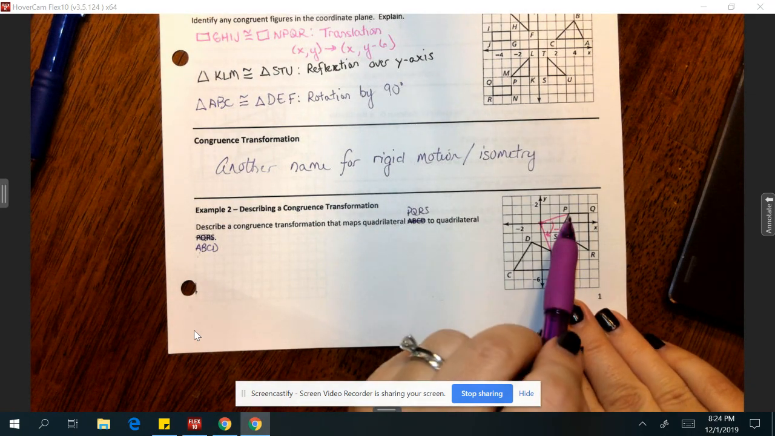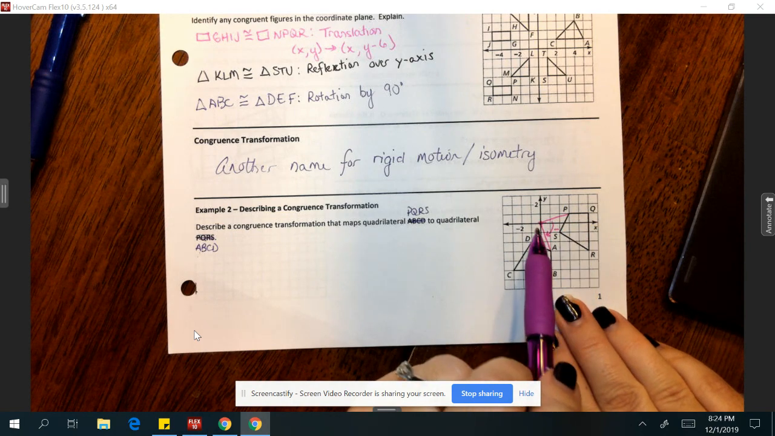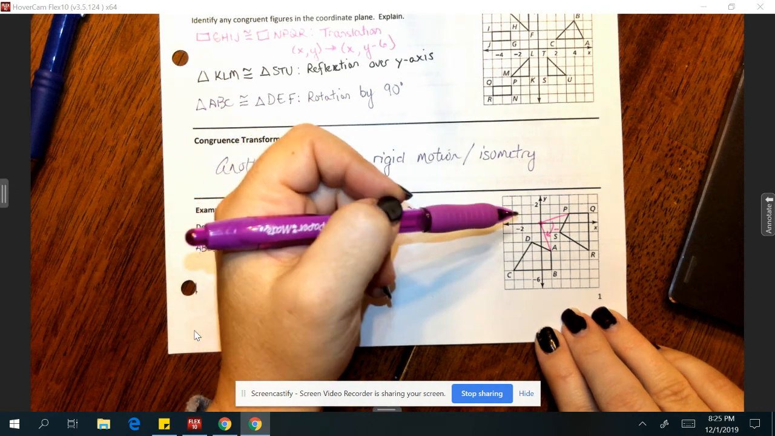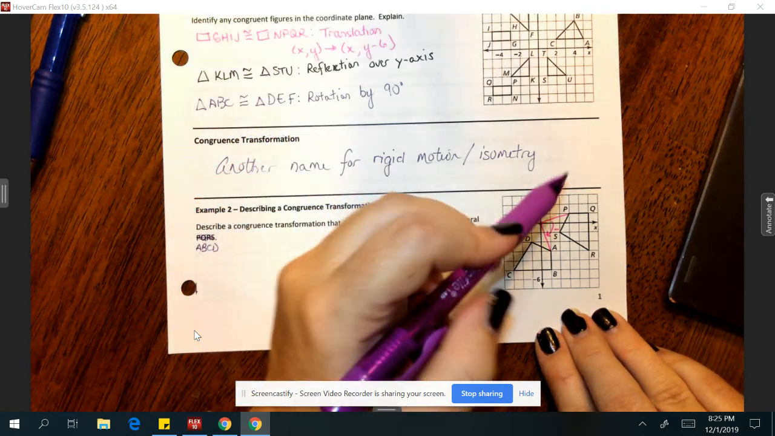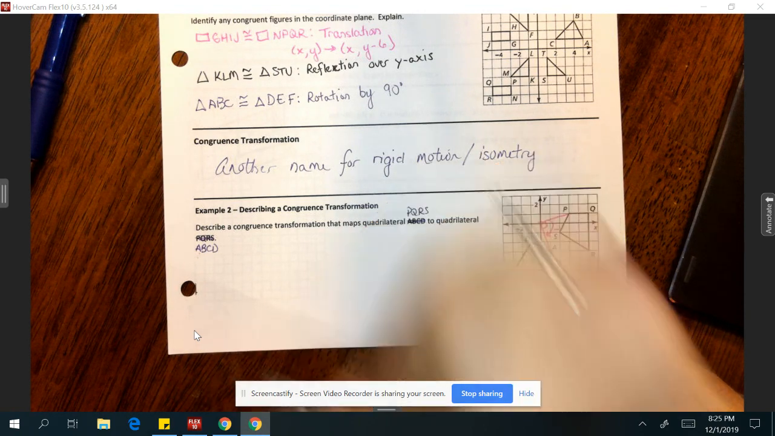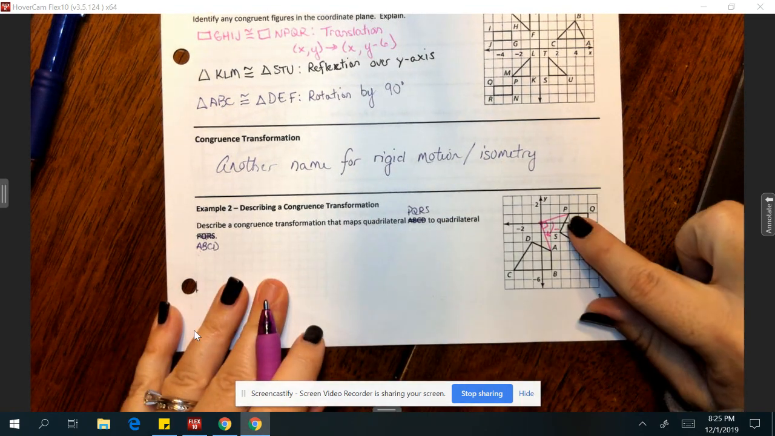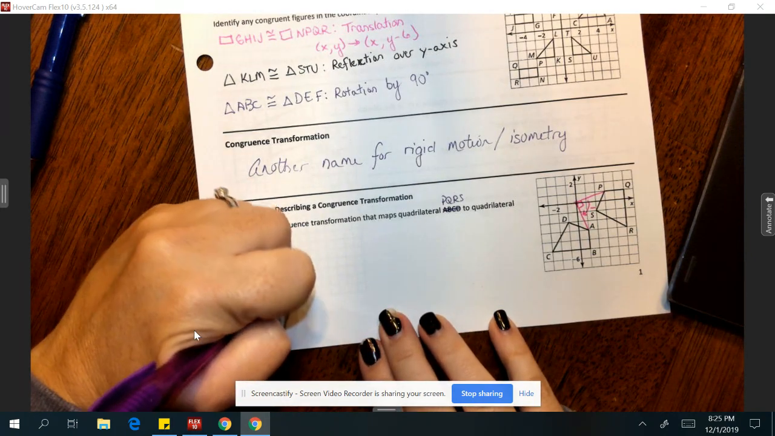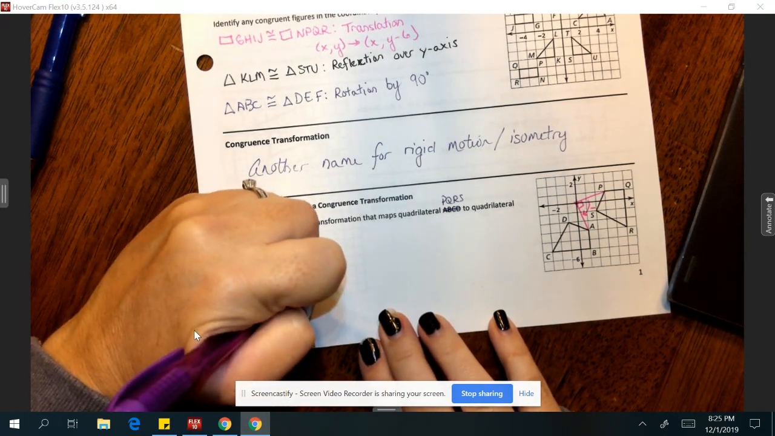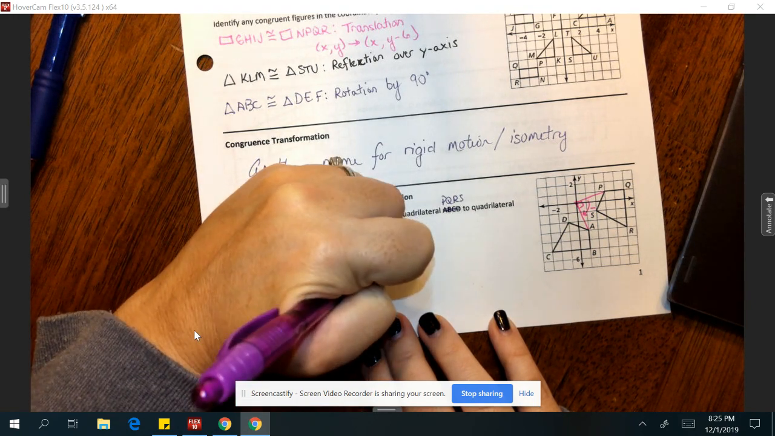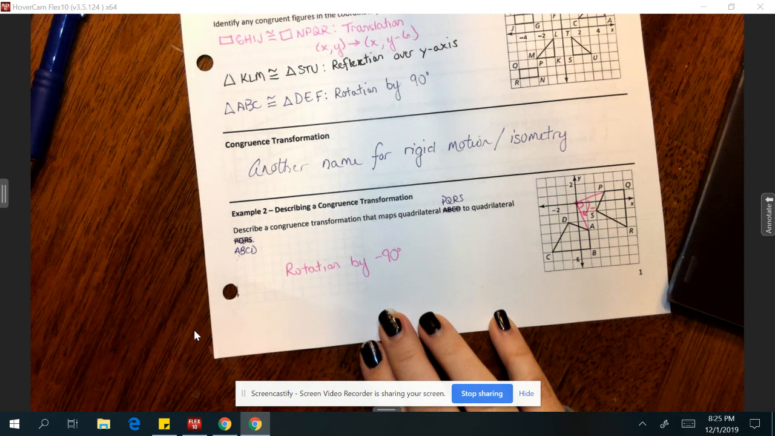Okay? Now I don't make you guys do any really crazy rotations. Everything I make you do is a multiple of 90. So looking at this, it is a 90-degree angle. Okay, so it's a clockwise rotation, so it's negative. So you can say this is a rotation by negative 90. That is a correct answer.